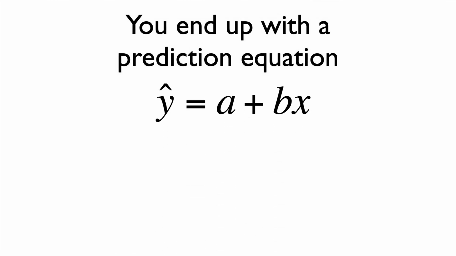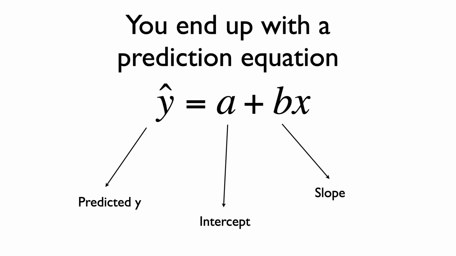So what you end up with is a prediction equation. Y hat equals a plus bx. The predicted y equals the intercept, which is where x equals 0, where it hits the y-axis, plus the slope times whatever x value you get.